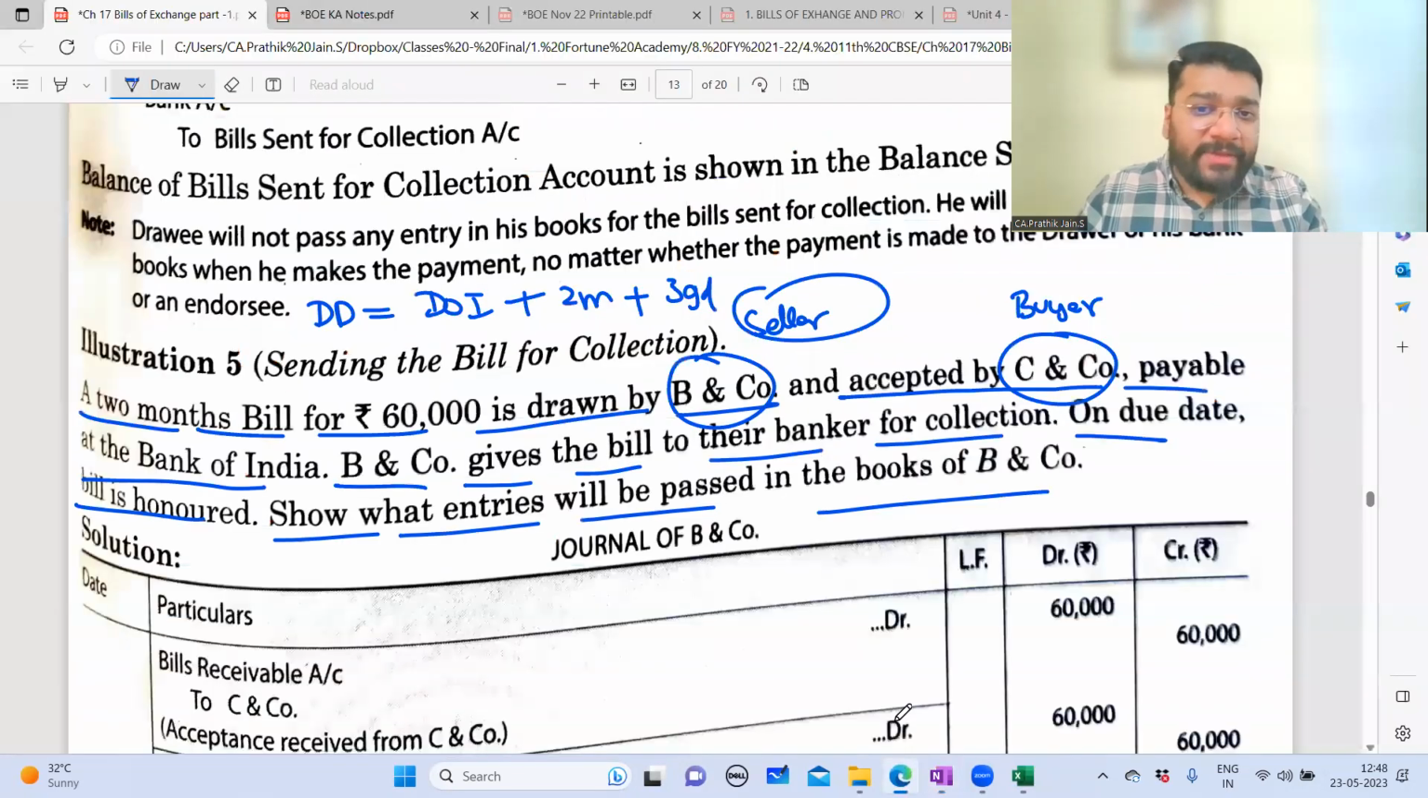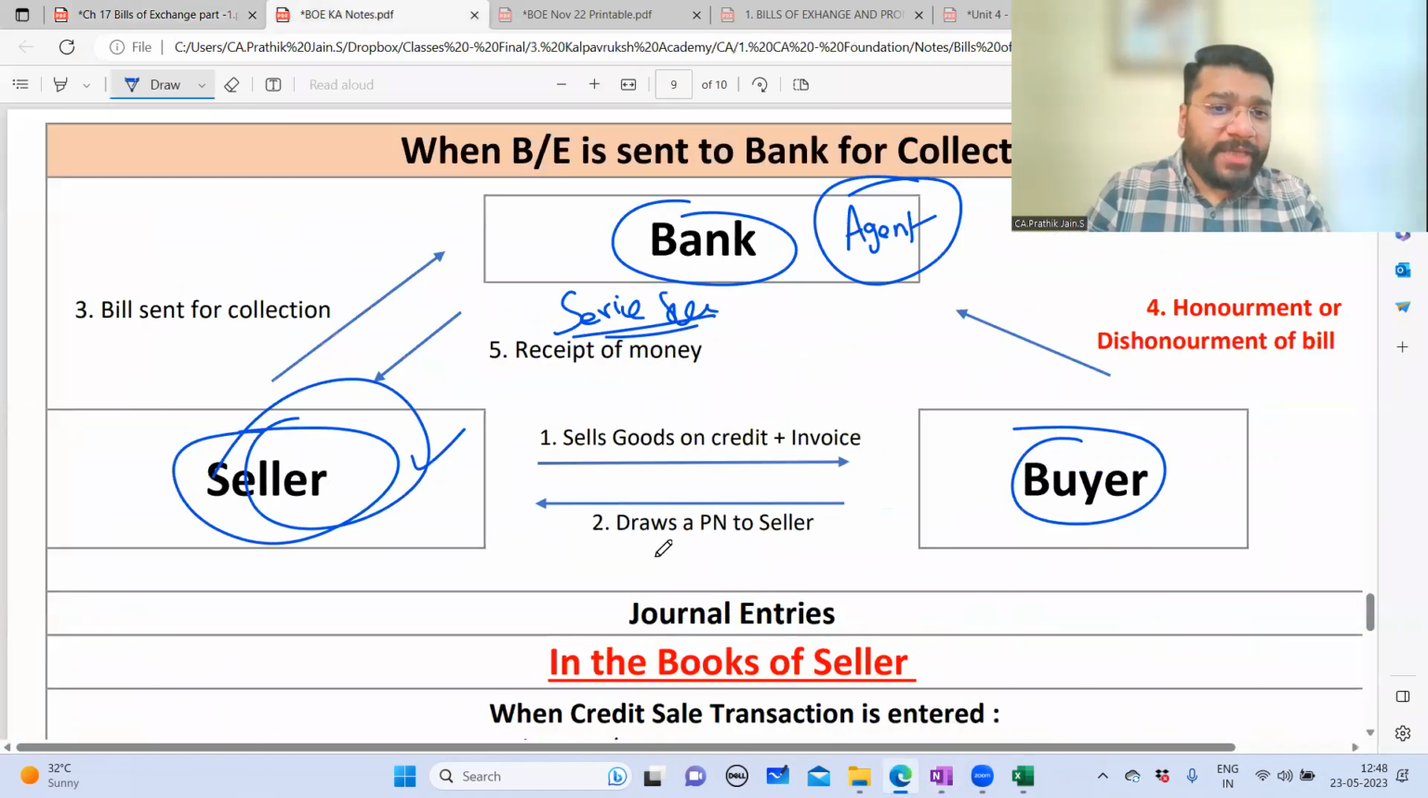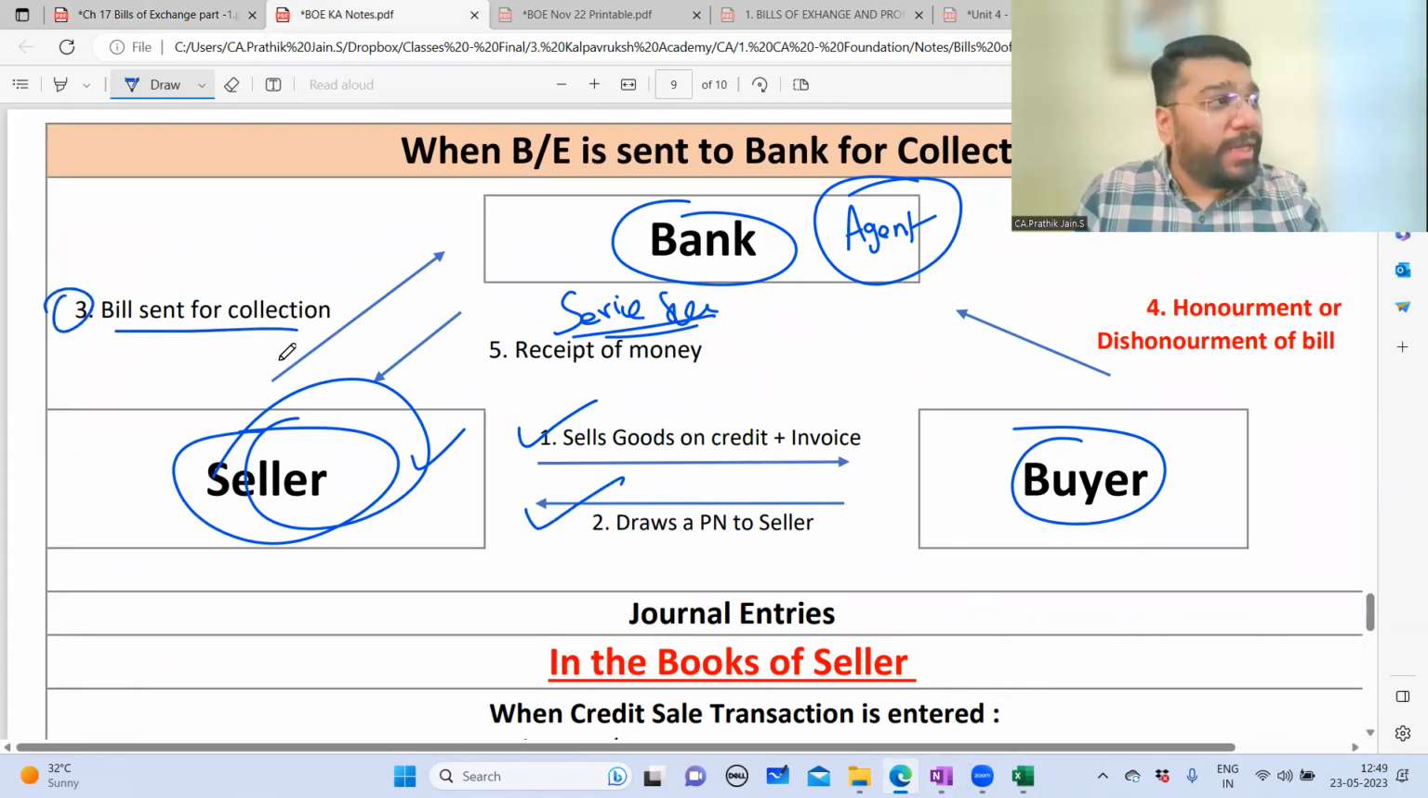Now, guys, if you come back to this, the first transaction, goods sold, we have recorded. The bill being accepted, recorded. The third transaction is bill sent to bank for collection. So this is happening between B and Co and the bank. So will B and Co capture this entry? The answer is 100% yes.